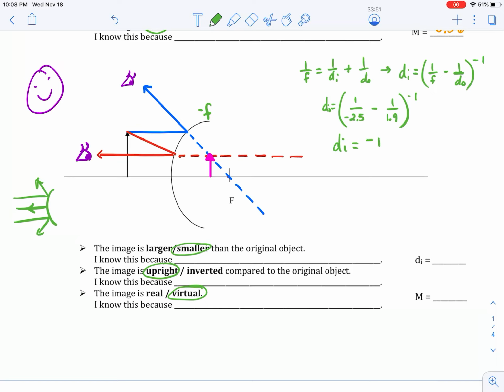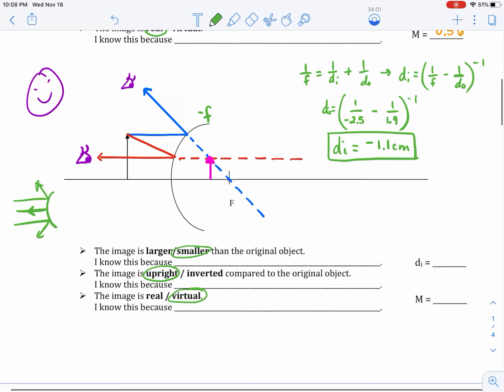After you do that calculation, you should get a DI value of negative 1 point, and it should round to 1.1 centimeters. Now, when we get a negative DI, that tells us from our notes that this is a virtual image. And if you look at your drawing, yes, indeed, you needed virtual lines in order to create that image.